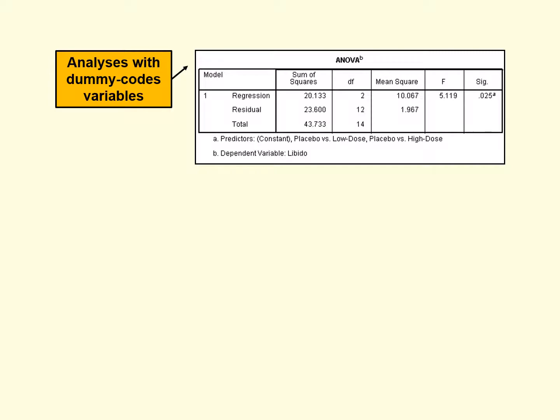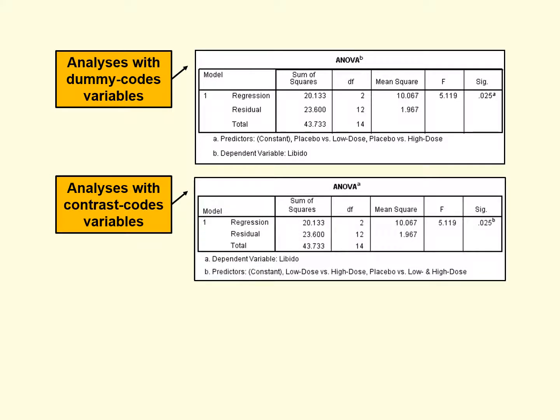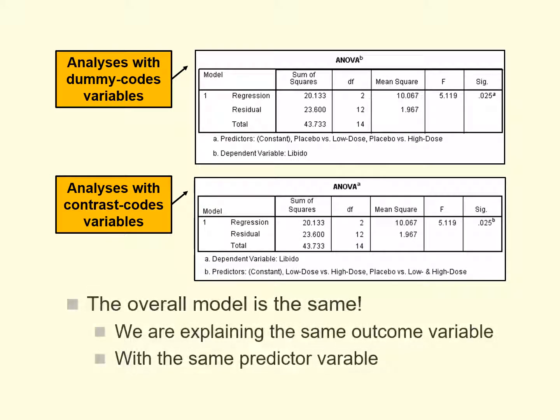So here's our analyses, the ANOVA table when we use the dummy codes from before. And here's the ANOVA table using our contrast codes. And of course you can see they're exactly the same, because we're explaining the same outcome variable with the same predictor variable, we're just coding that predictor variable differently when we use a pair of dummy codes and when we use a pair of contrast codes.